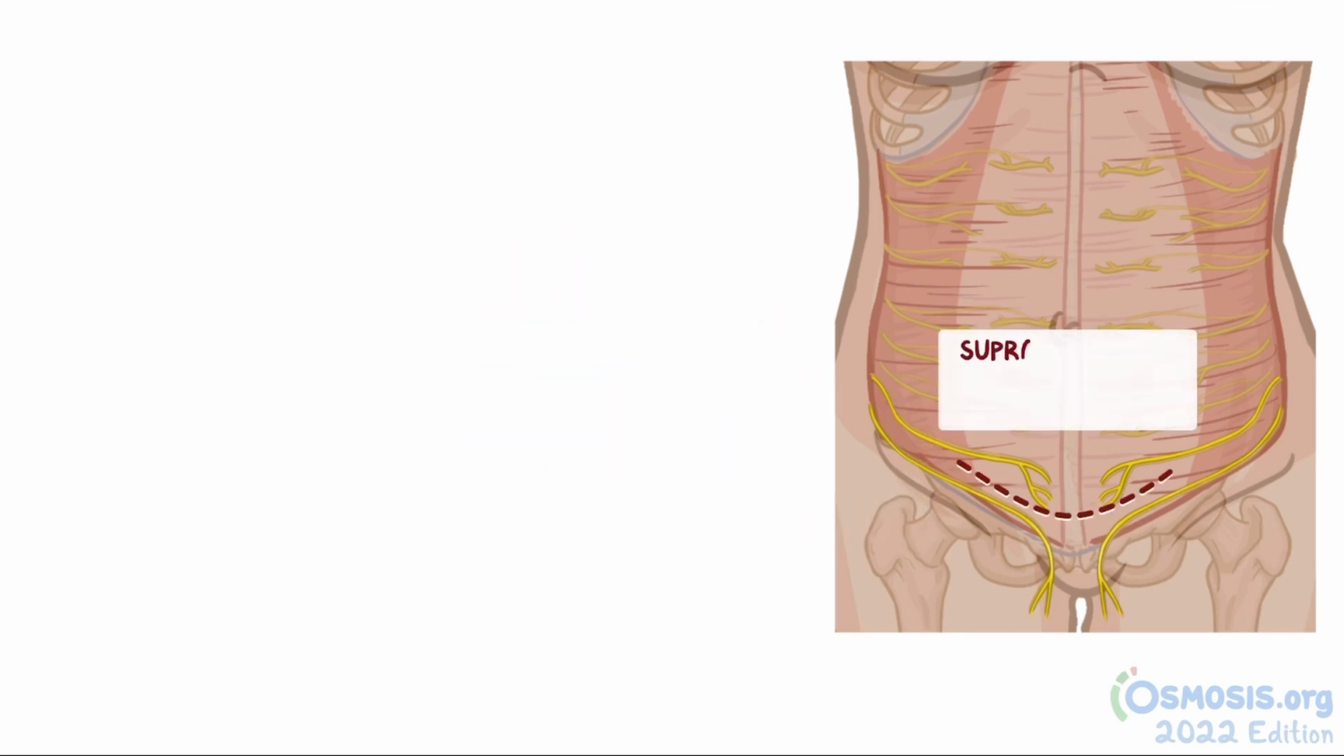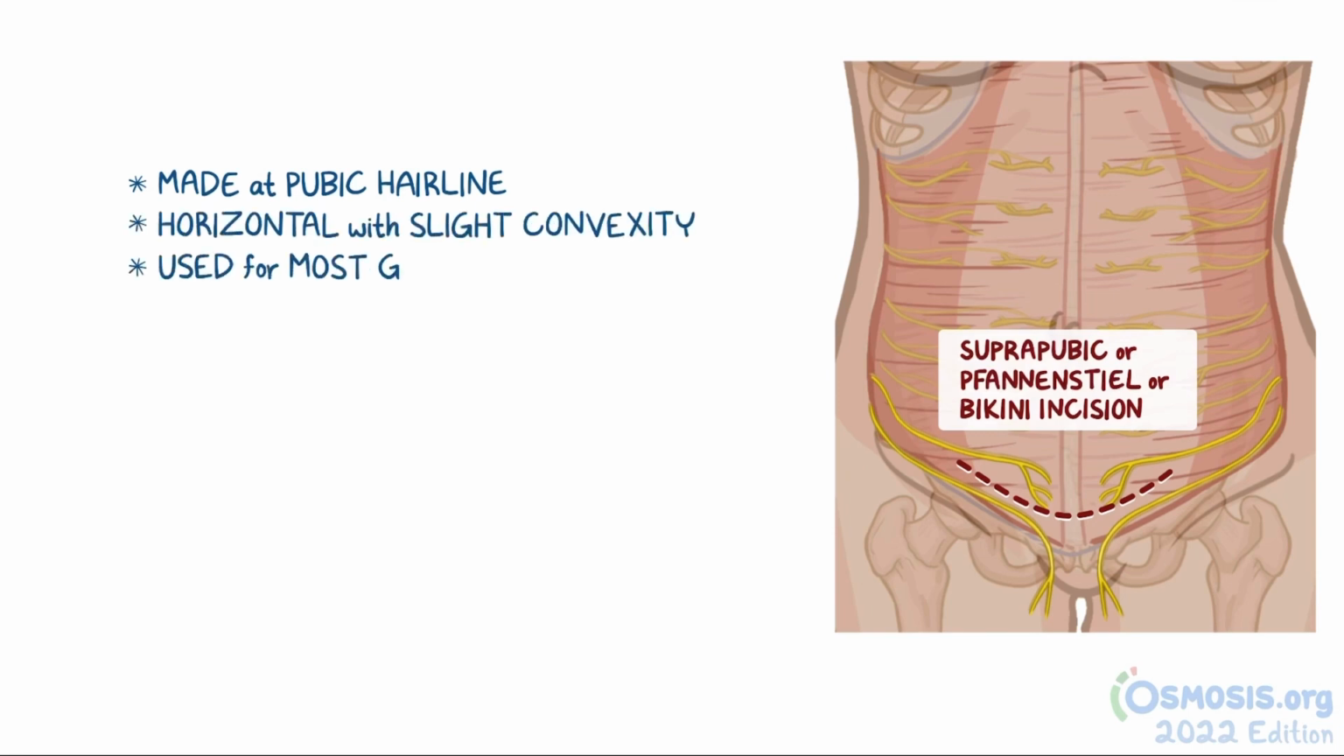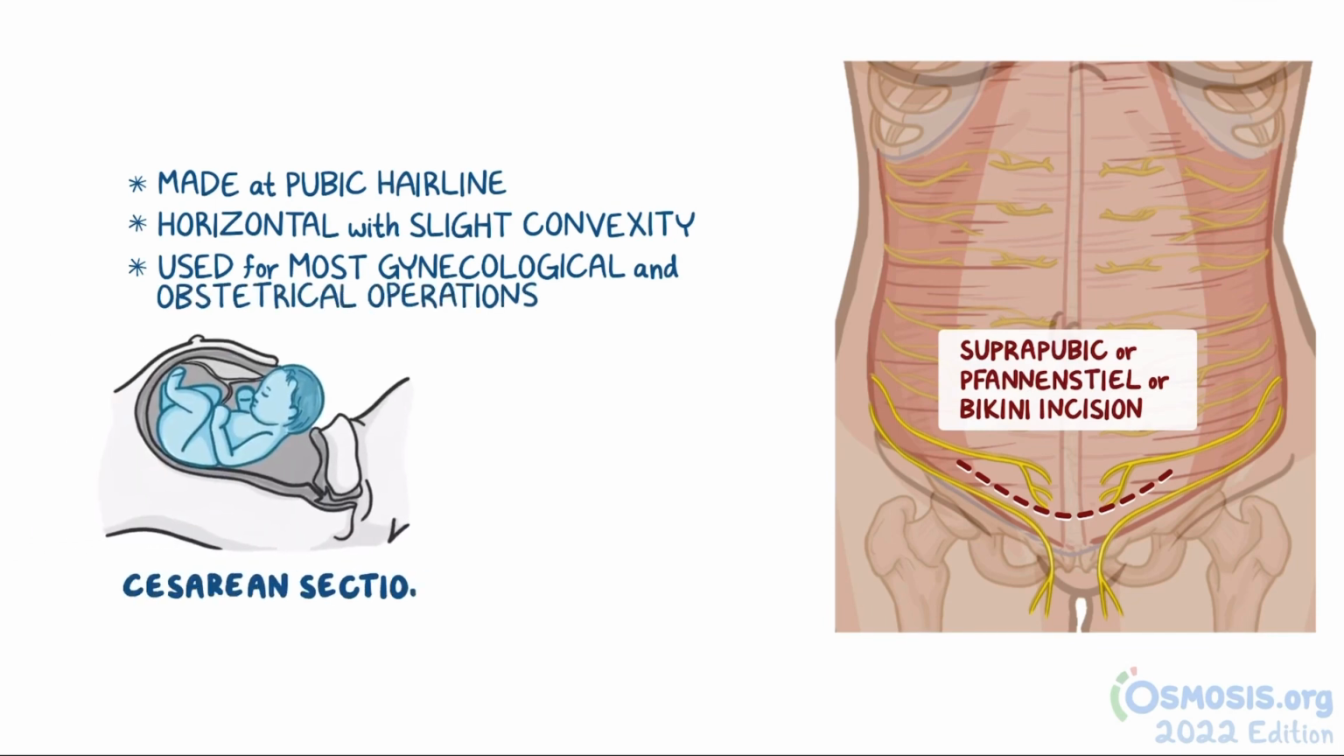Next up are suprapubic or Pfannenstiel incisions, also called bikini incisions. These are made at the pubic hairline. These types of incisions are horizontal with a slight convexity and are used for most gynecological and obstetrical operations, like a cesarean section.